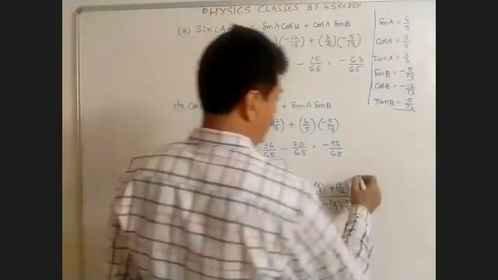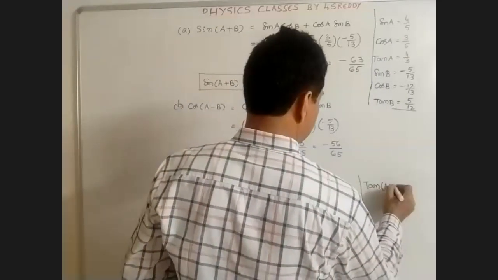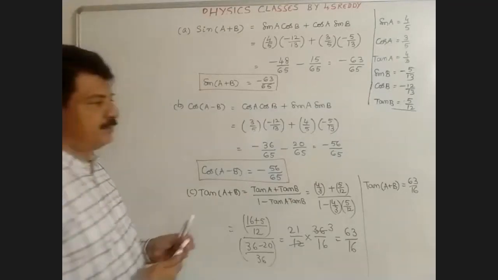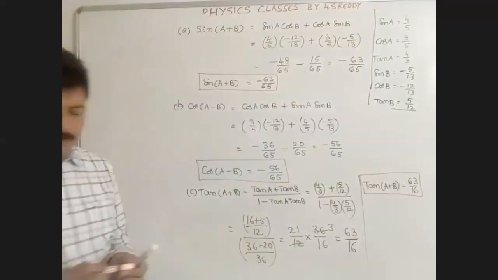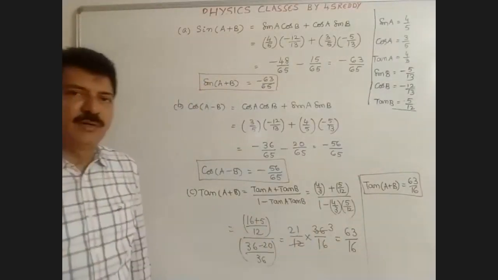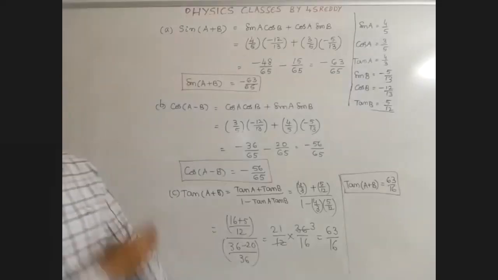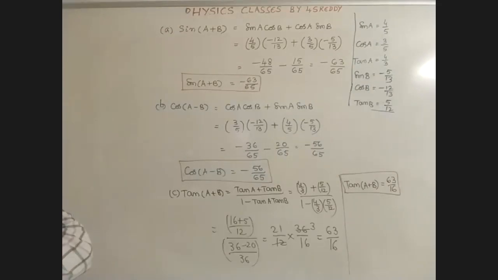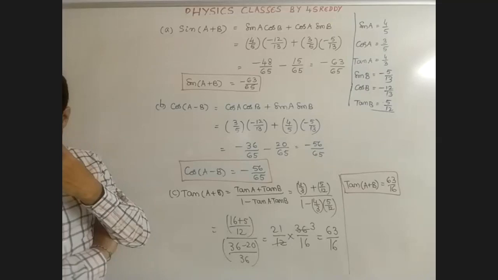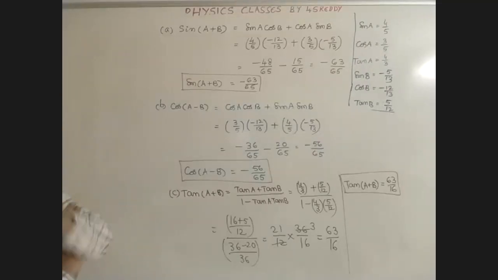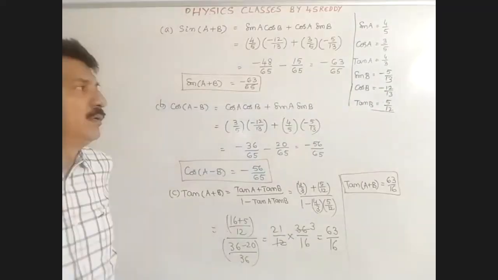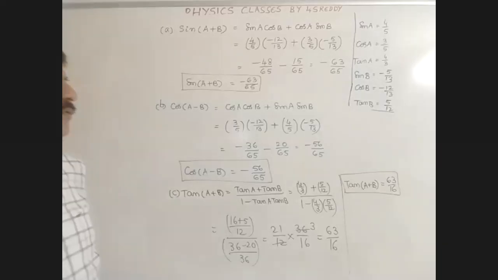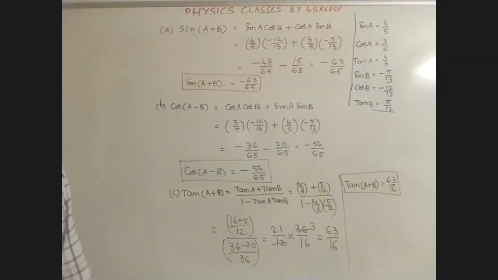Therefore, tan of A plus B is 63 by 16. This is how we have to make use of the compound angles. If you are able to identify in which quadrant the angles lie, once you know the quadrant, then you can easily write the trigonometric values and then substitute. This is the method of using it.